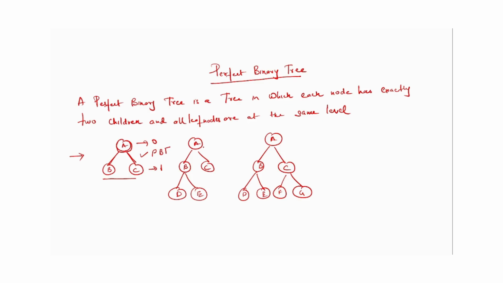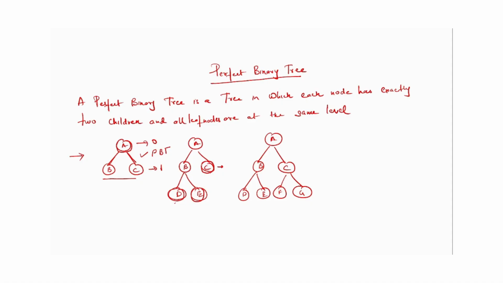Let us look at the second example here. So here A has two child nodes. Okay, great. B has two child nodes. Great. Till now it is fine. But here we can see C does not have any child nodes, right? So C does not have any child nodes, and C is a leaf node. D and E are also leaf nodes. So the leaf nodes are not at the same level.